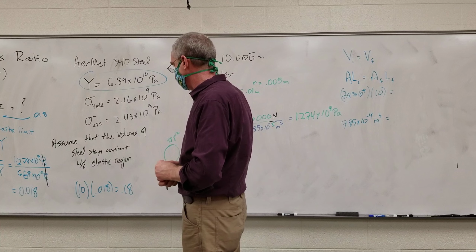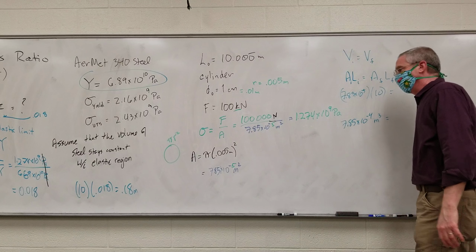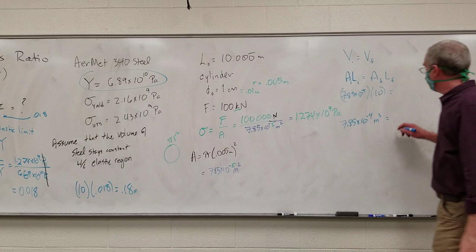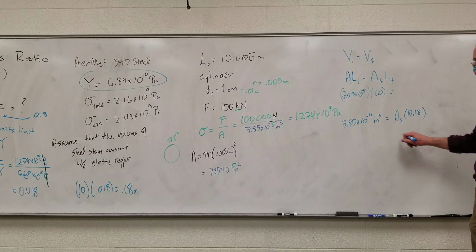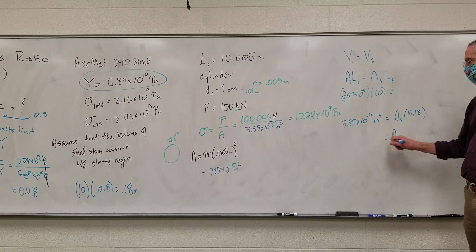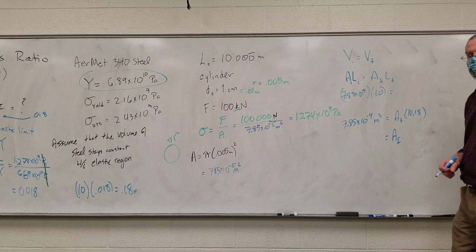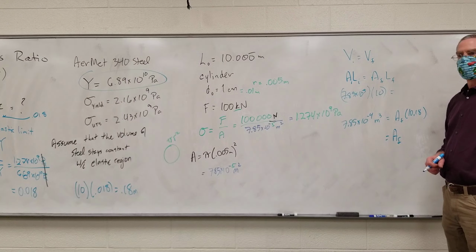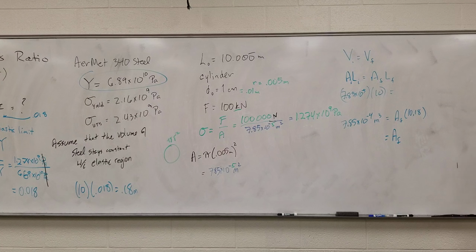So what are the units? Meters. So my new length, my final length, is now 10.18 meters. So what's my final cross-sectional area?